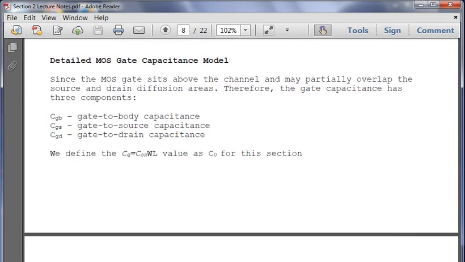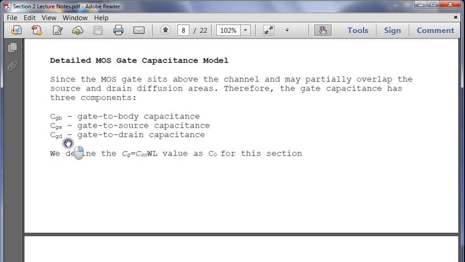So what we're going to do is a detailed MOS gate capacitance model. We're going to define three types of gate capacitances that are important here: CGB, gate to body; CGS, gate to source; and CGD, gate to drain capacitance. And for this section, we're going to prove a table down here.